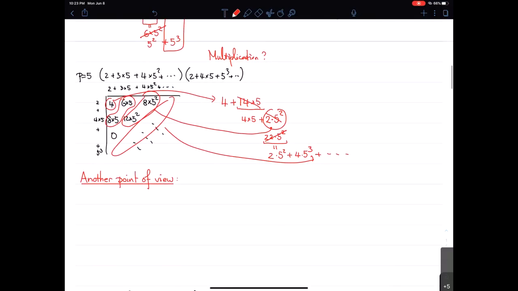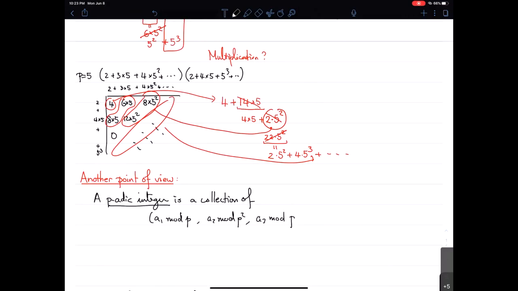So I want to present a slightly different point of view, which is a little bit better, I guess, when you want to compute with it. Here's another equivalent definition, as we'll see in a bit. A p-adic integer is a collection a1 mod p, a2 mod p squared, a3 mod p cubed, and so on and so forth.